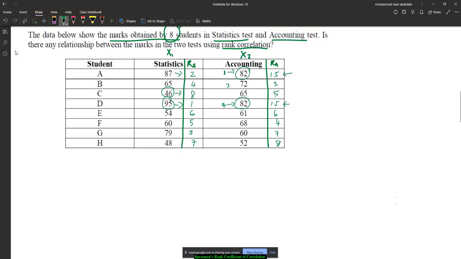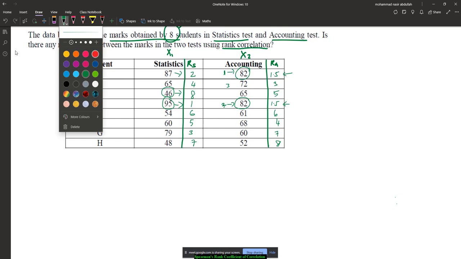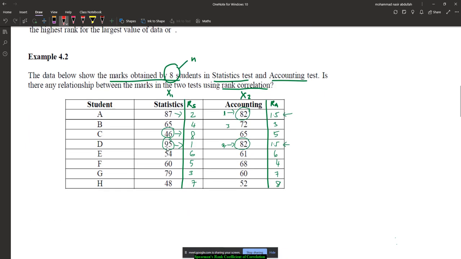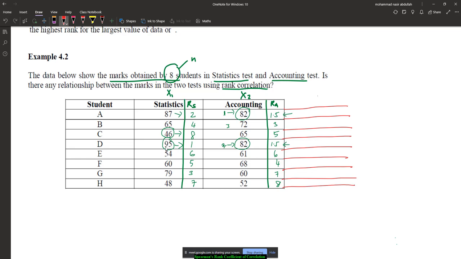So now we have already calculated the ranks, right? Based on the formula, rho is equal to 1 minus 6 multiplied by the summation of d squared. d squared is the difference between ranks. So now we need to create a new column to calculate the value of d. The value of d is the difference between ranks, right? So let's say we take RS minus RA, rank for statistics minus rank for accounting.